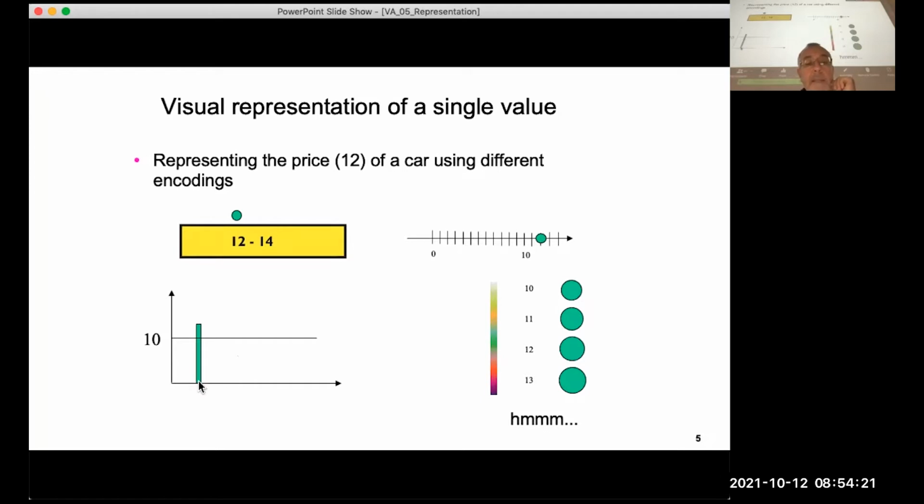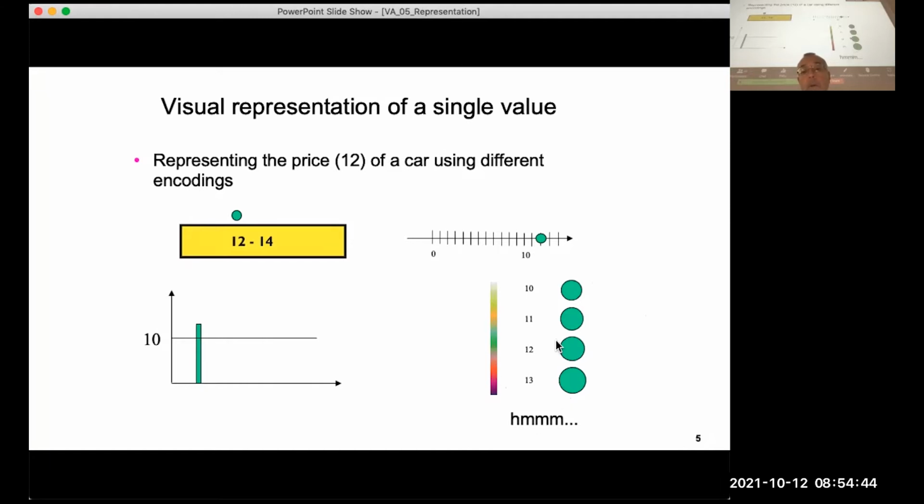You can represent it with the length. This bar length is representing 12. Or you can code it with the color, moving from 10, 11, 12, 13, or with the size of a circle.